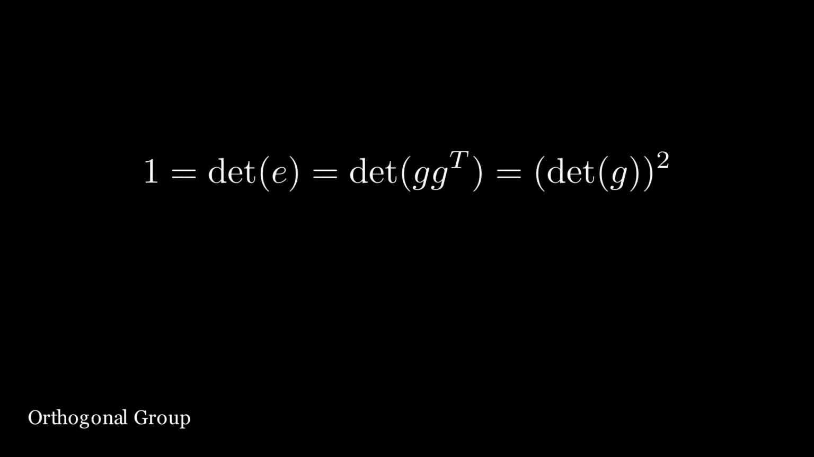This is because 1 equals determinant of E, which equals determinant of G times G transpose, which equals determinant of G squared. So, determinant G can be minus 1, which makes this group strictly larger. This can be said to allow reflections. SON is a normal subgroup of ON.